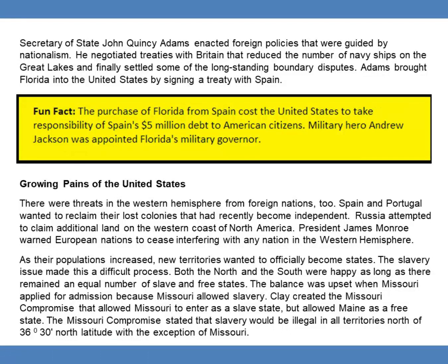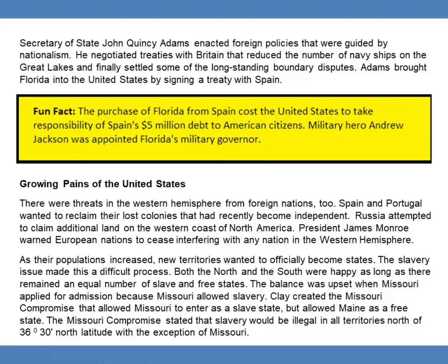As their population increased, new territories wanted to officially become states. The slavery issue made this a difficult process. Both the North and South were happy as long as there remained an equal number of slave and free states. The balance was upset when Missouri applied for admission because Missouri allowed slavery.